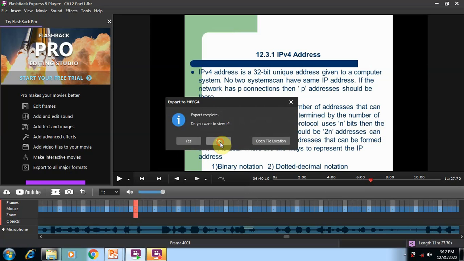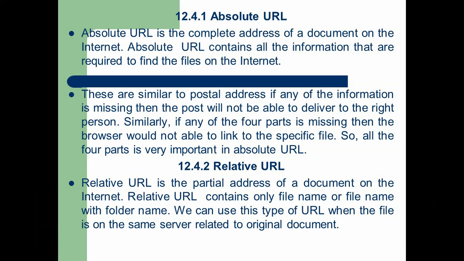If any part of this address is missed, then there will be difficulties and the letter cannot be delivered to that area. In the same way, an absolute address contains all the details required for a document used on the internet, whereas a relative address is a partial address of your document. Partial address means only the file name, or the file name with the folder name. We can use this type of URL when the file is on the same server as the original document. Absolute URLs are used where different servers are involved in accessing the document, whereas relative URLs are used to access local server data or documents, where we can give the address partially.